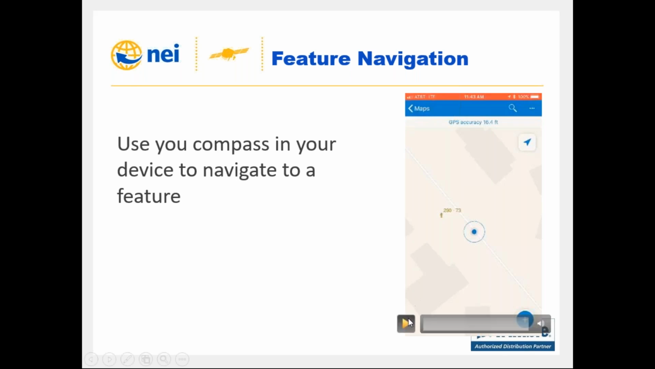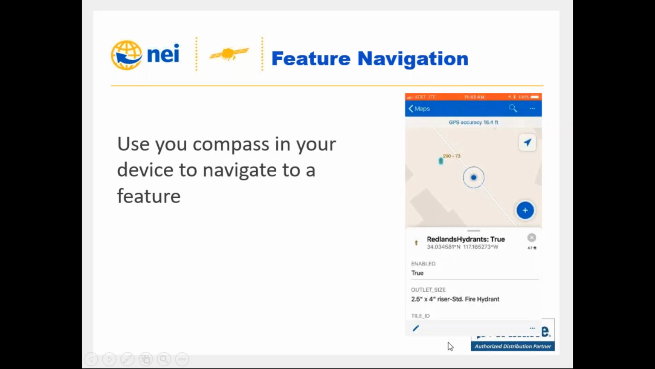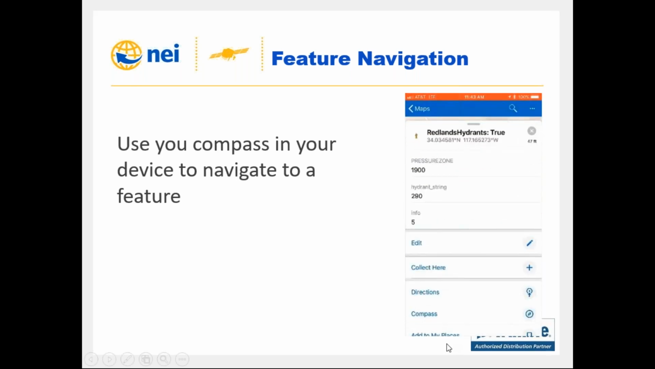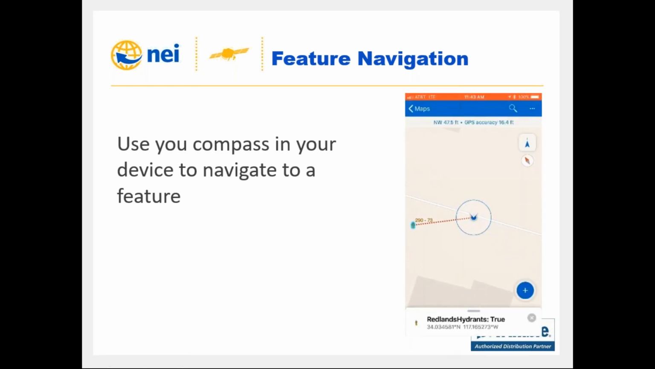This is a nice feature now too. So you can actually select a point on your map that you're trying to locate, and it'll utilize the internal compass on your device, and you'll be able to navigate to that feature in the field. Much better than just walking around and seeing, okay, it's over here somewhere. It actually will give you guidance and direction.